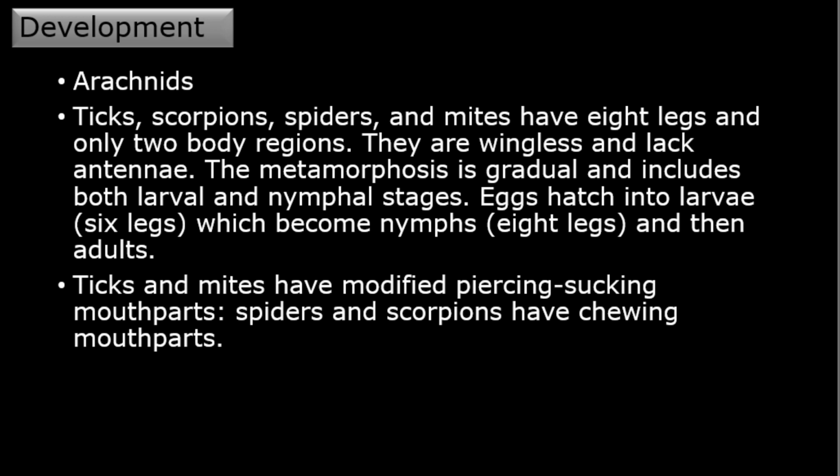Looking at the development of arachnids, which would be ticks, scorpions, spiders, and mites, they have 8 legs and only 2 body regions. They are wingless and lack antennae. The metamorphosis is gradual and includes both larval and nymphal stages. Eggs hatch into larvae, 6 legs, which become nymphs, 8 legs, and then adults. Ticks and mites have modified, piercing, sucking mouth parts. Spiders and scorpions have chewing mouth parts.